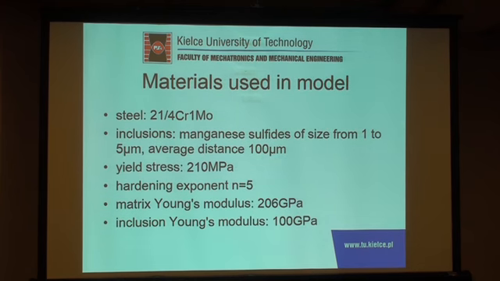In my analysis, I use steel for a chemical reactor. The main inclusions in this steel are manganese sulfides of size from 1 to 5 microns, and the average space between them is approximately 100 micrometers. Mechanical properties of this steel were used to model the material of the matrix. As far as the inclusion is concerned, I assume that this inclusion is elastic through the whole range of loading, and Young's modulus is equal to 100 gigapascals.